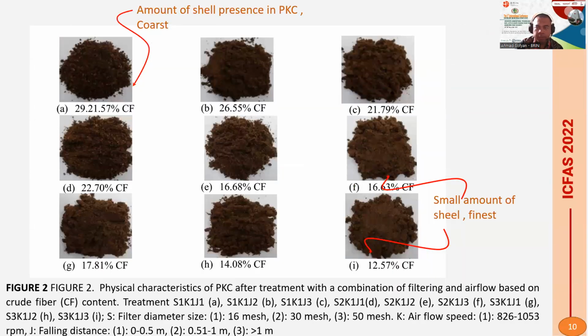We can see in the figure the correlation between the profile of physical texture and crude fiber content. High fiber content seems to be correlated with the physical profile of the particle. In the lower crude fiber content, we can see a small amount of shell content, lower than in high fiber.